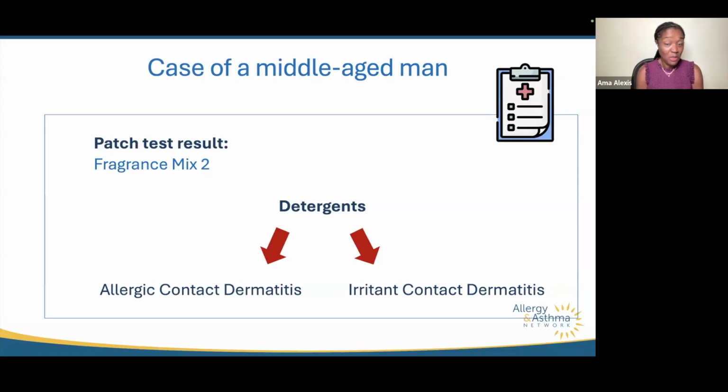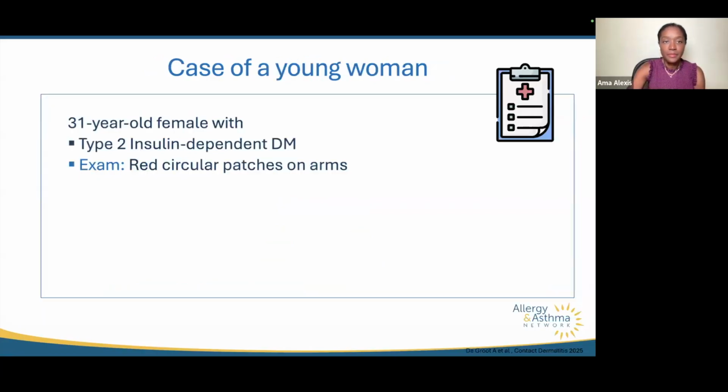Now, this one's an interesting one because we realized that he's reacting to his detergents. Detergents can do one of two things. You can either get allergic contact dermatitis, so yes, it was the fragrance that caused the reaction, or you can get an irritant contact dermatitis, which is just due to an irritant in the detergent, not necessarily an allergy. So the plan was to change detergents to dye-free, fragrance-free, and to add an extra rinse cycle. And again, the rash resolved.